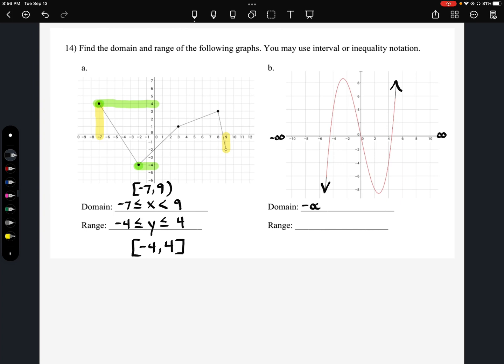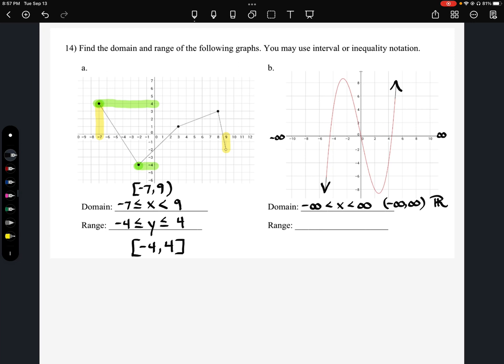So we're going to get all real numbers. We're going to say -infinity is less than x, and x is less than +infinity. For interval notation, that would just be -infinity, comma, +infinity in parentheses, or you could also use the all real numbers symbol. And then for our range, it ends up being the same thing.